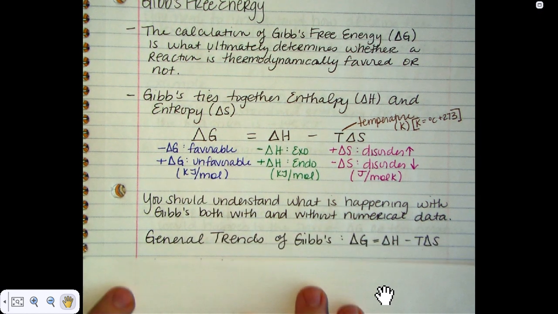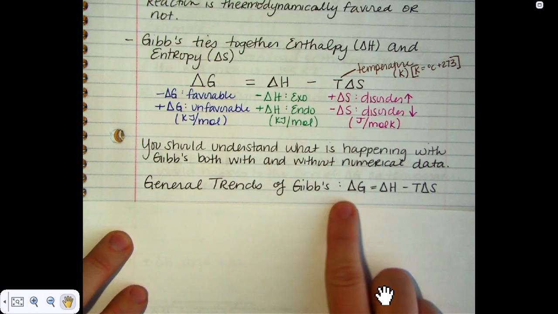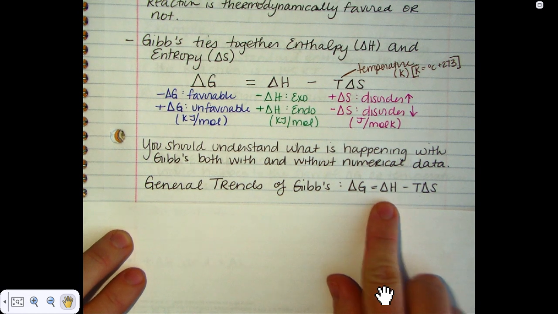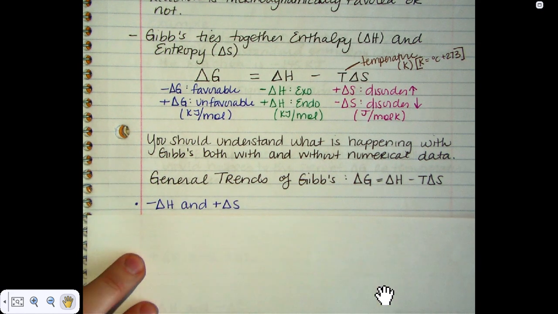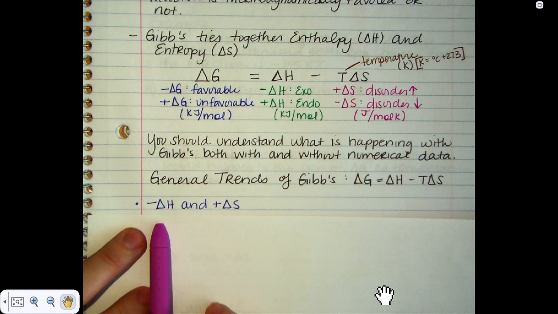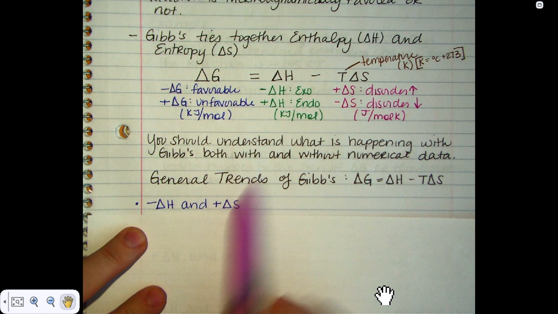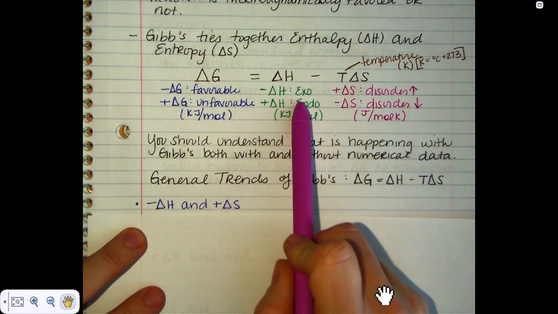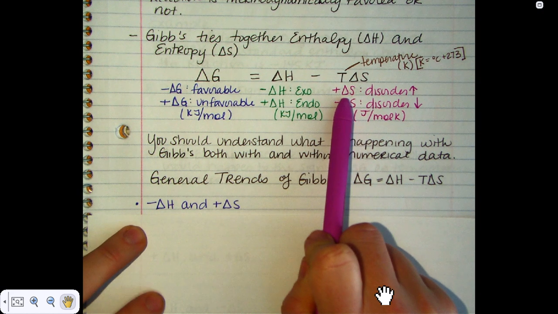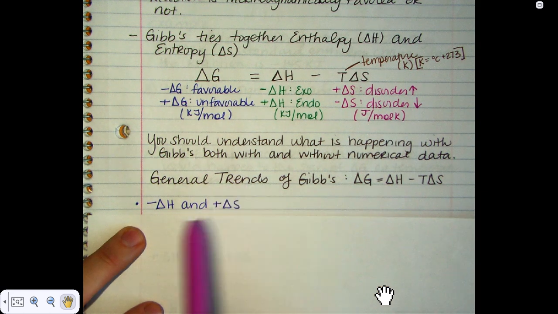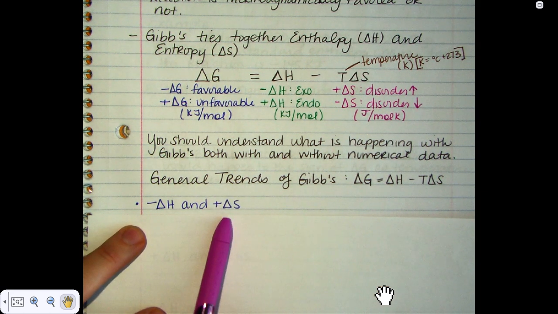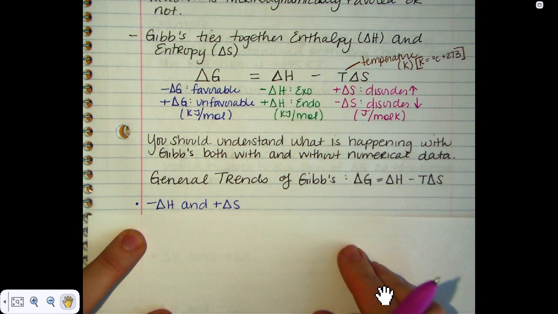Okay? So again, our general trend, we're going to be looking at the equation. Delta G is equal to delta H minus T delta S. And so let's look at our first scenario. My first scenario here has a negative delta H and a positive delta S. And so we know that the negative H, exothermic, is my favorable H, and the positive S, disorder increasing, is my favorable S. And so having the two positive scenarios, I should end up with a favorable G as well. And so let's look at this mathematically.